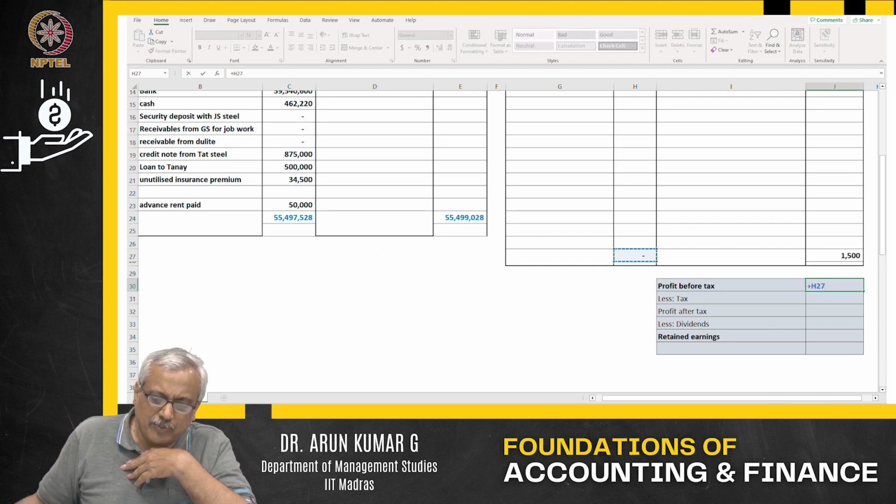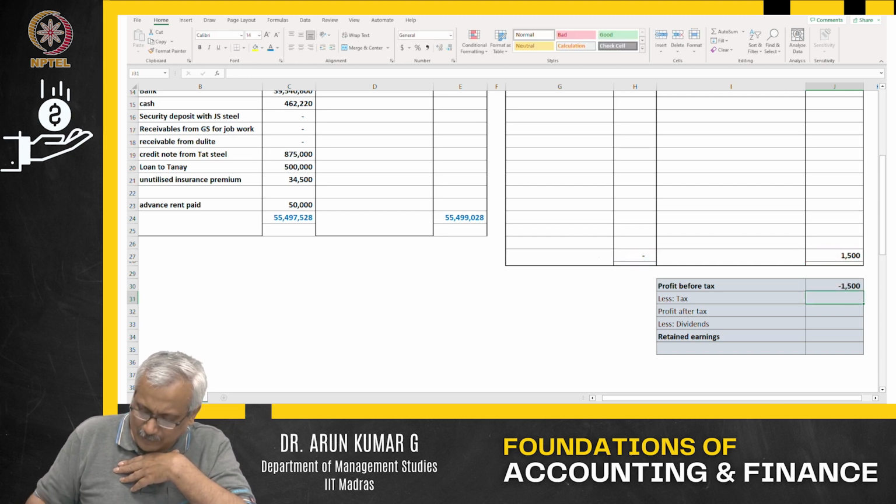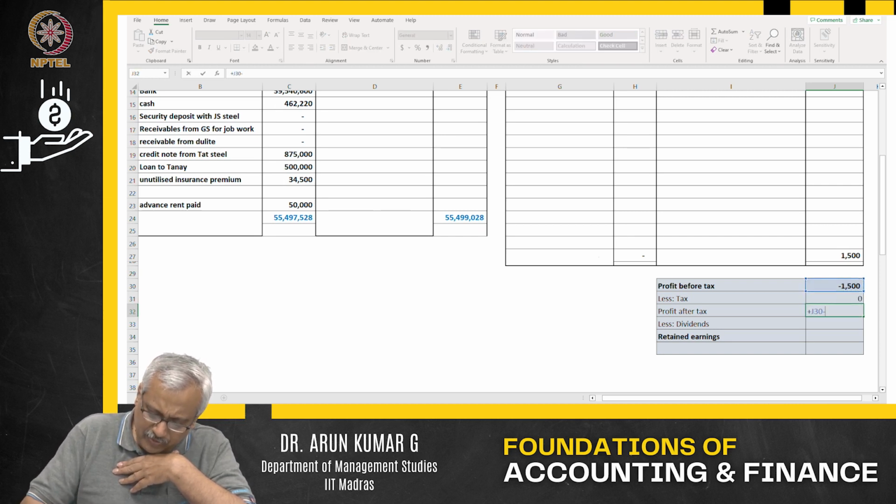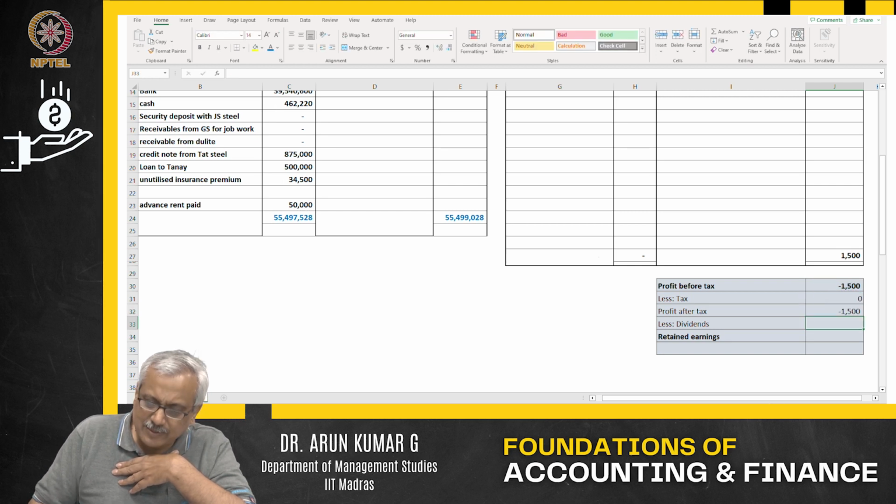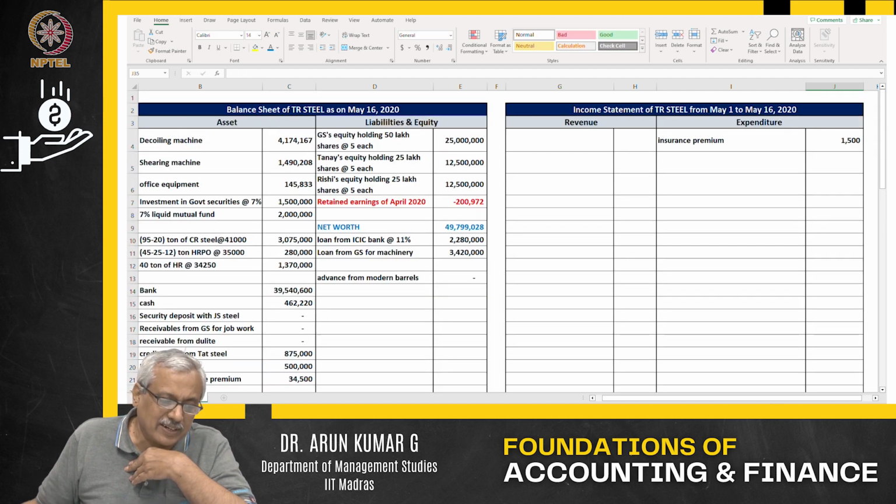Sir, we have to calculate the profit. Profit before tax is revenue minus expenditure. My tax is 0 in this particular case. So my profit after tax is 0. My dividends is also 0. So my retained earning is 1500.